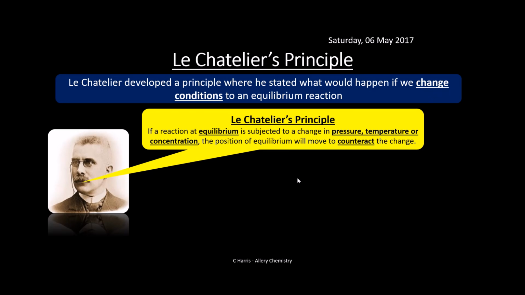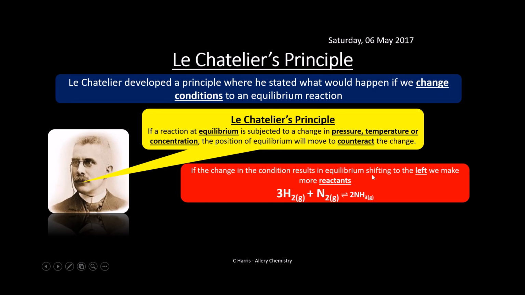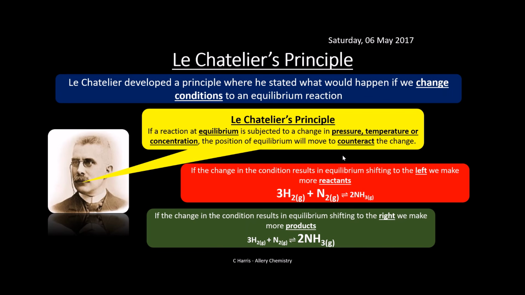So this handsome chap came up with this idea, and a bit of a genius, I suppose, because he was right. Let's have a look at this. If the change in condition results in equilibrium shifting to the left, we make more reactants. And if the change in condition results in equilibrium shifting to the right, we'll get more product. That's basically what Le Chatelier was coming up with.